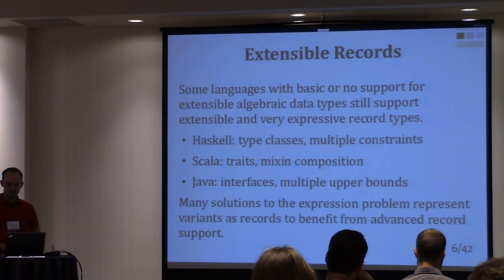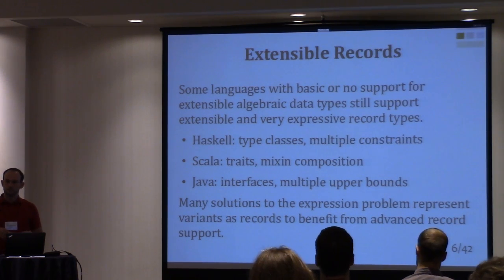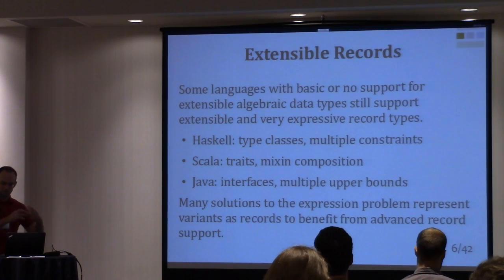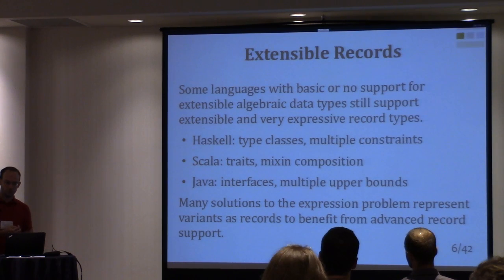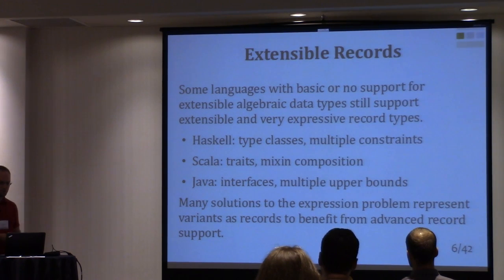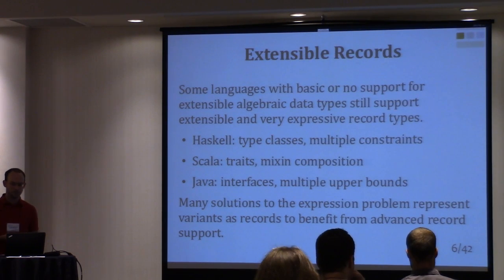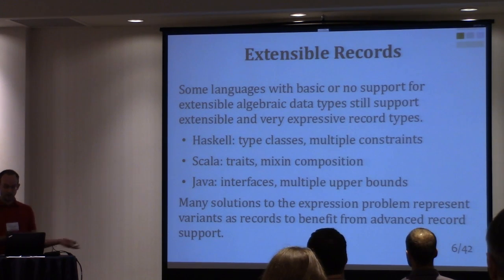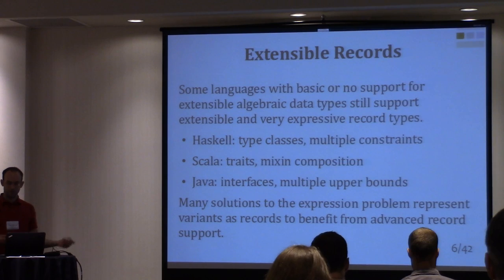one thing I realized during his talk was that these kind of approaches for representing tree-shaped data work because by chance, programming languages tend to support extensible records better than extensible variants. So some languages with basic or no support for extensible algebraic data types still support extensible and very expressive record types. For example, in Haskell, data types are there, but somewhat basic, but we have type classes.